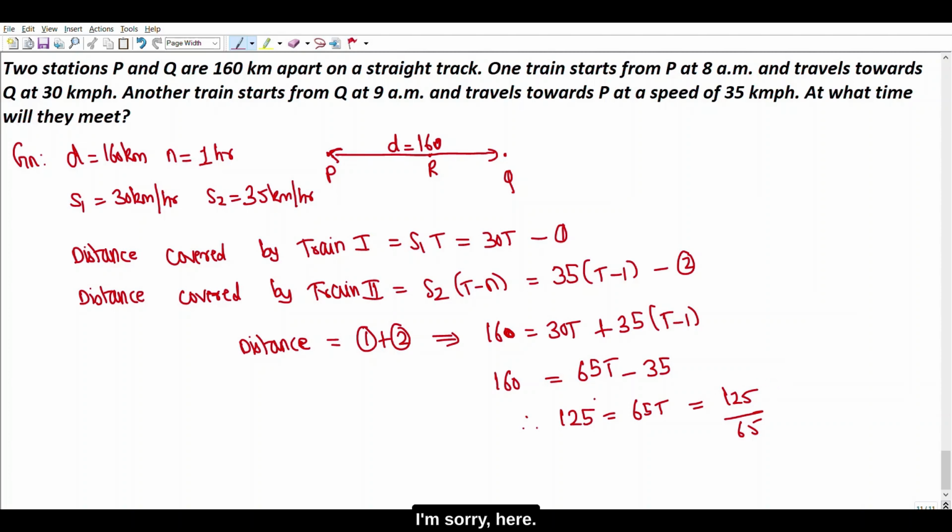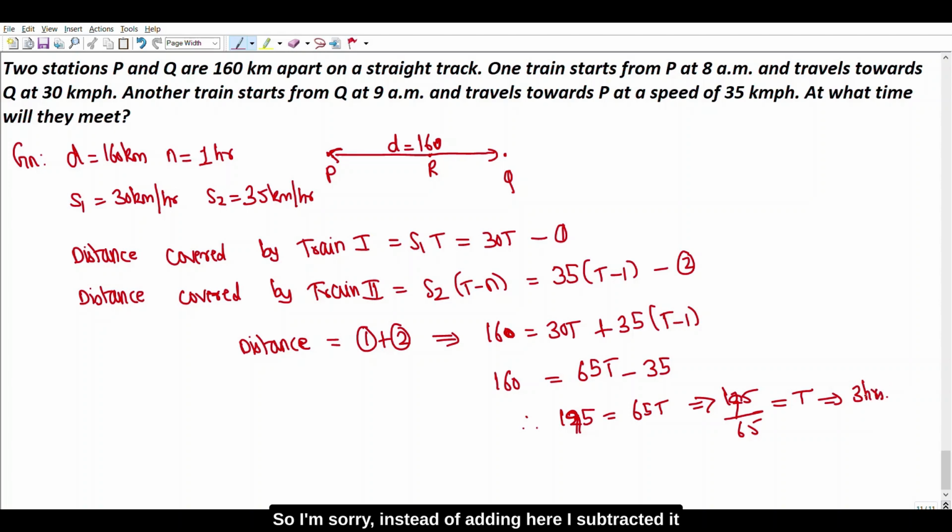I'm sorry here. So this will get added. This will become 195. So 195 equal to 65t, therefore t is equal to 195 by 65, which will give us 3 hours. So instead of adding here, I subtracted it. So 195 is equal to 65t, t equal to 195 by 65, which is equal to 3 hours.